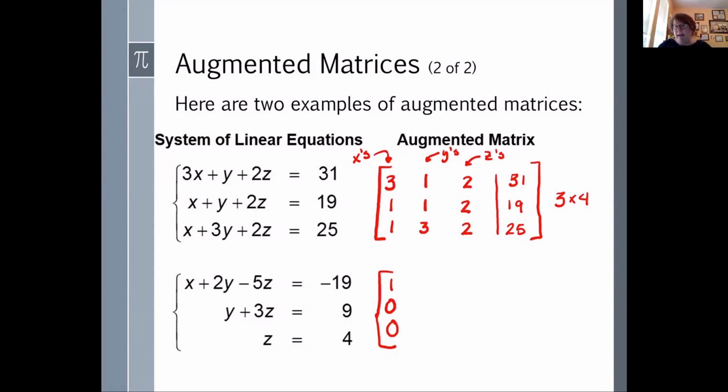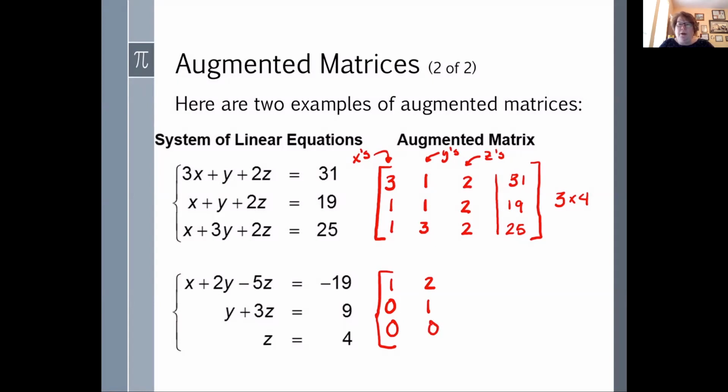Now I'm going to do my second column. The coefficient on the Y in the first equation is 2. The coefficient on Y in the second equation is 1. And there is no Y in the third equation. So I'm going to input that into my matrix as a 0.